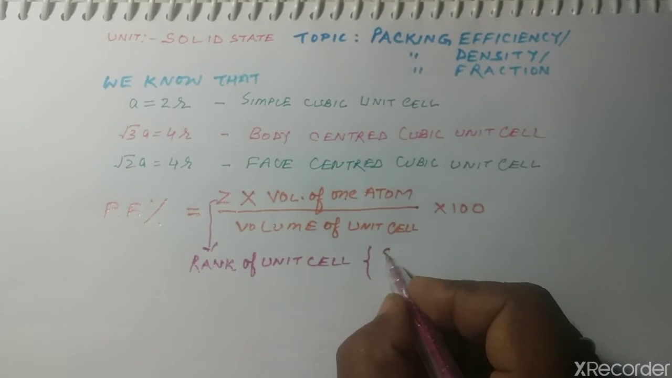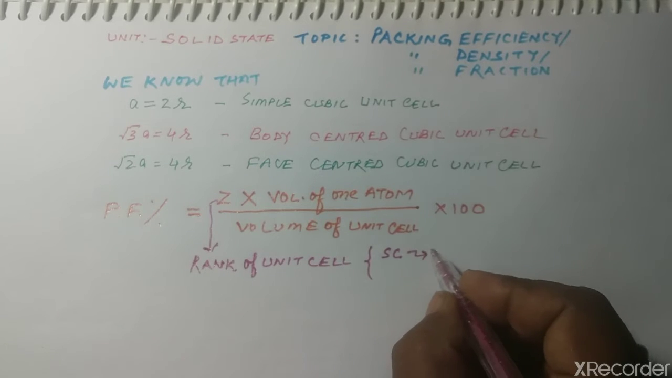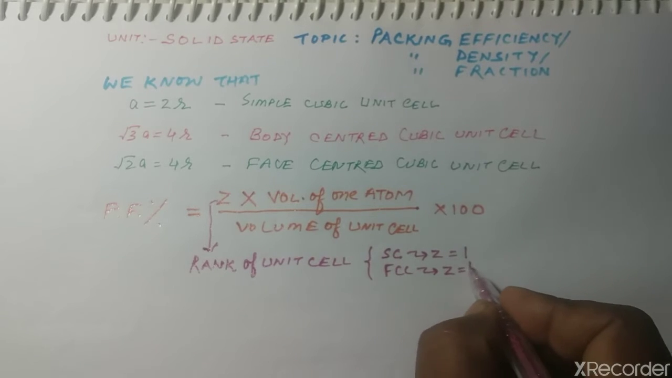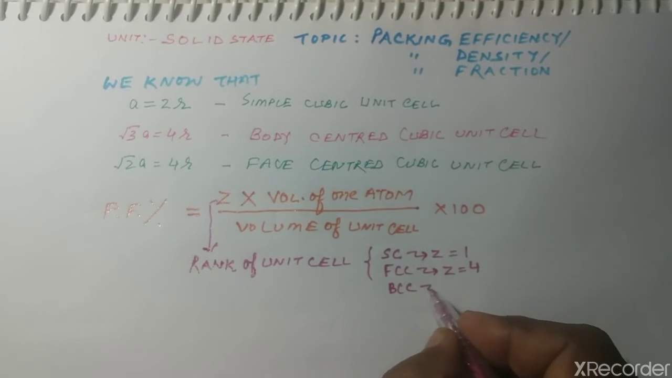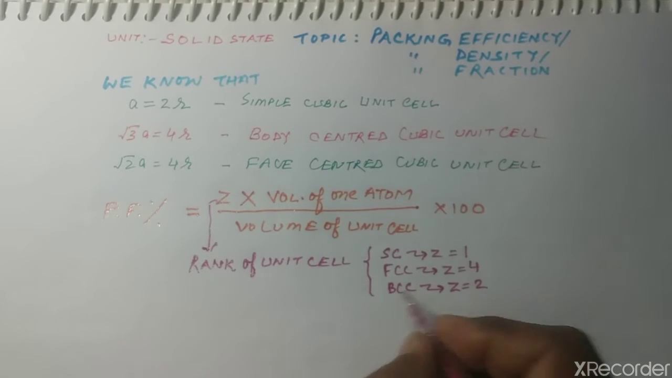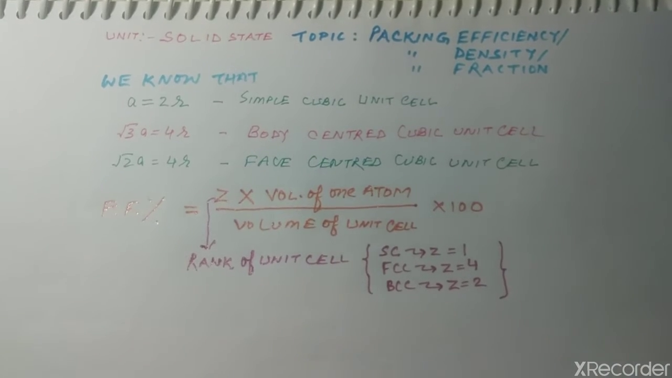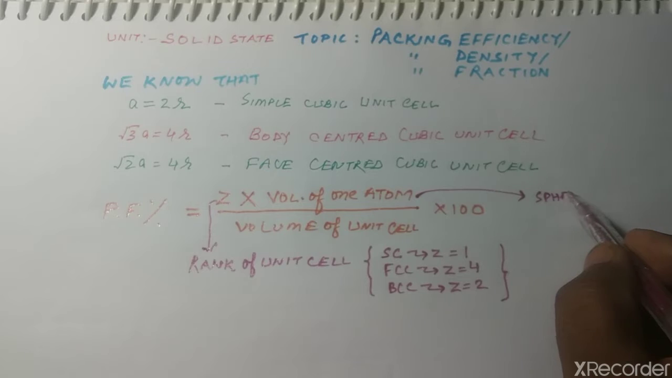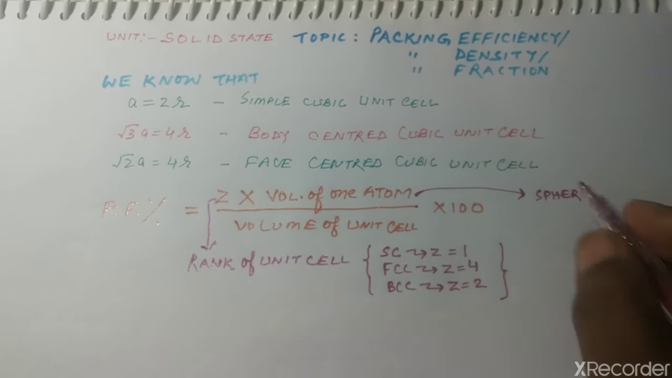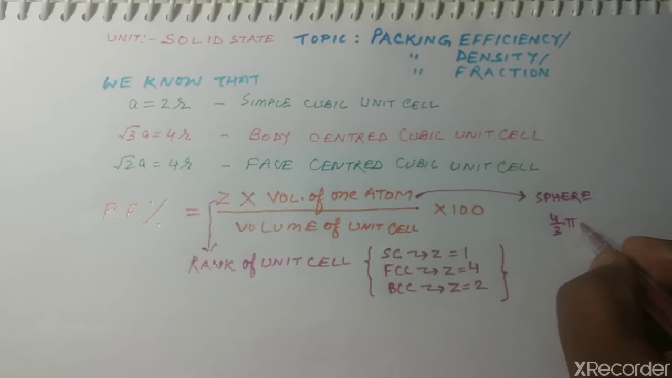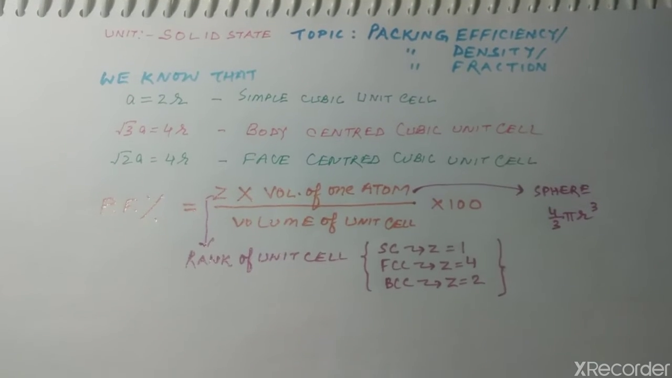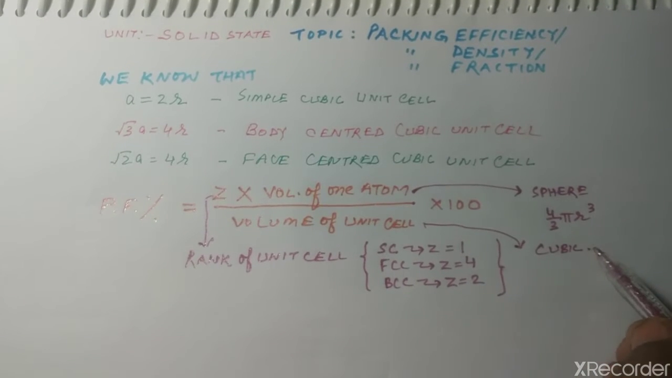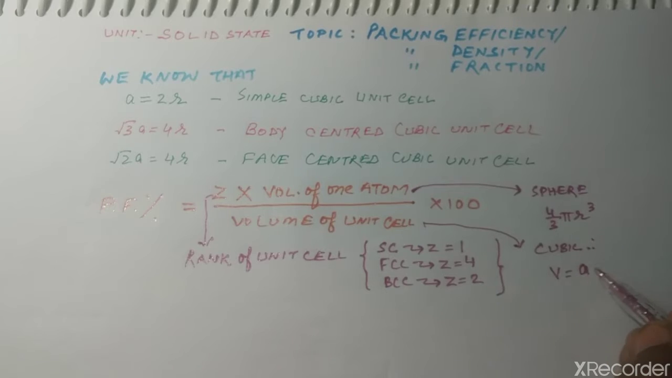For recap, simple cubic has Z value 1, FCC has Z value 4, and BCC has Z value equal to 2. Okay. अच्छा, atom is spherical and the volume should be 4/3 pi r cube, you know it, and unit cell is cubic, so volume should be side cube, that is a cube.